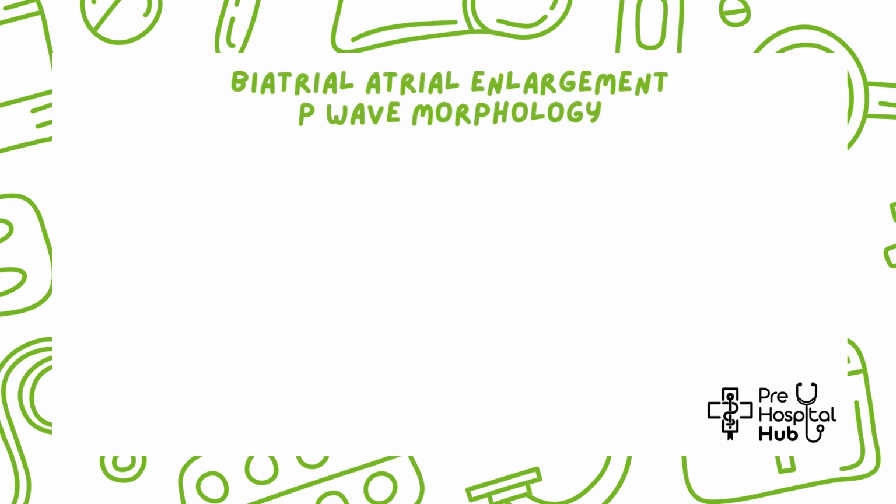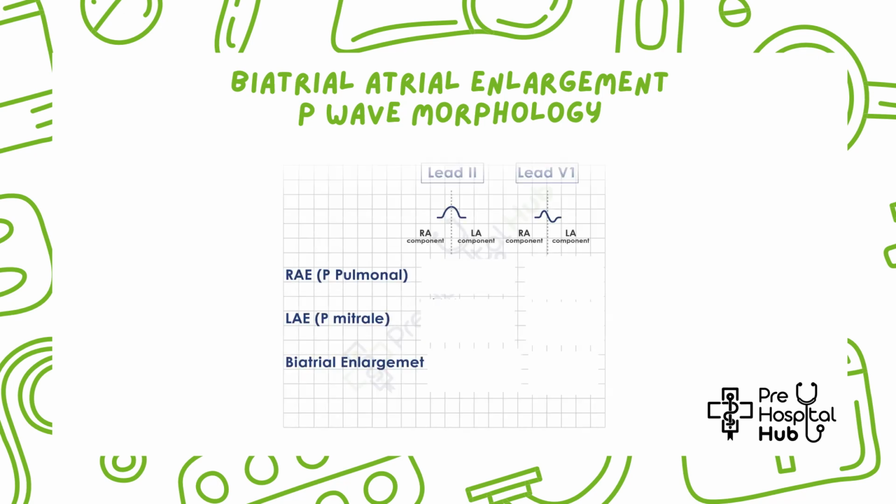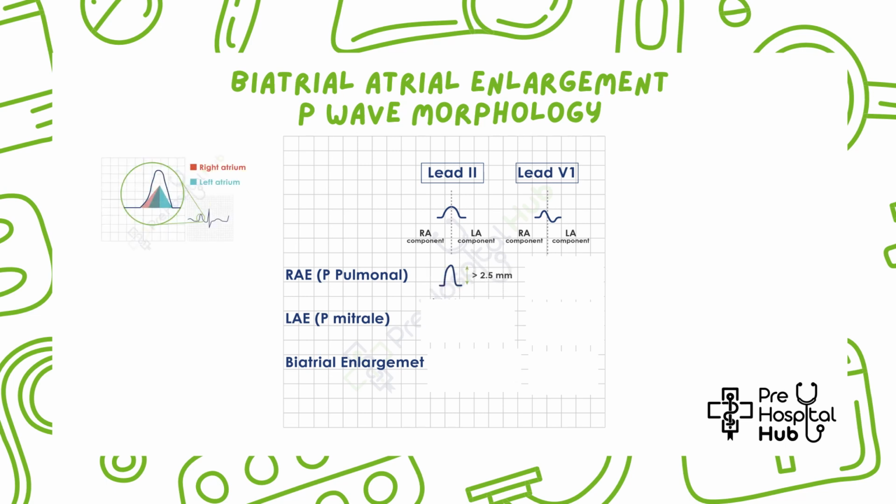We can also have biatrial enlargement, which is when both left and right atrial enlargement features are present on the ECG. So we've got our normal lead 2 and lead V1, and that's how our P wave should look in both of those leads. When we're looking at right atrial enlargement, we would have increased height. When we're looking at left atrial enlargement, we would have increased duration, and that would show a P mitral pattern as well. So in biatrial enlargement for lead 2, we would see an increased amplitude, but also an increased duration.